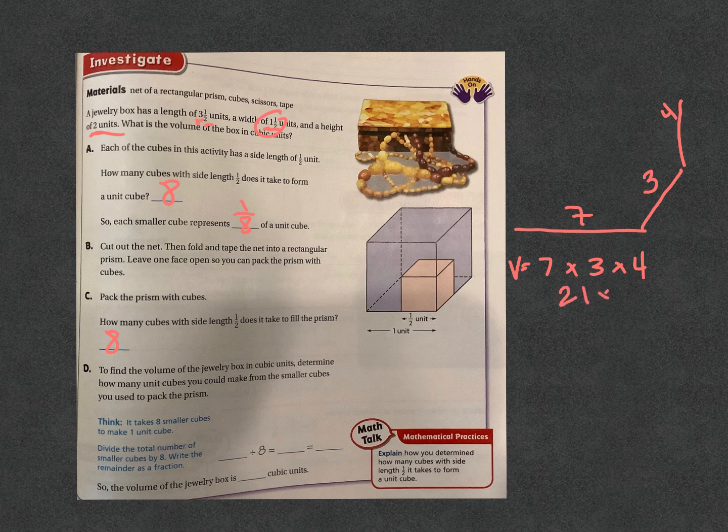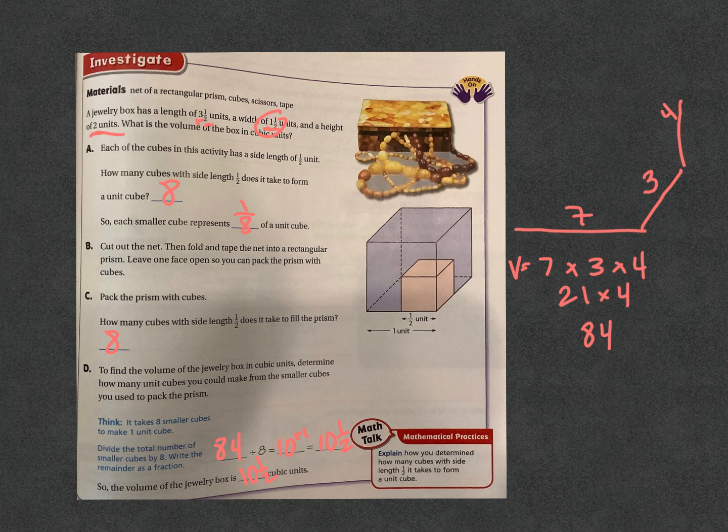I will get 21 times 4, which is 84. So if I wanted to find the fractional value of it, I would go ahead and take that full 84 and divide it by 8. Remember, because 8 half cubes fit in there, so we've got to bring them back down. So 84 divided by 8 is going to be 10 with a remainder of 1, or 10 and 1/2, we would call that. So the volume of the jewelry box is 10.5 cubic units.